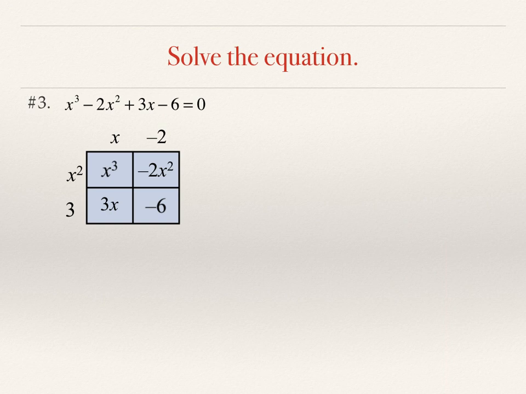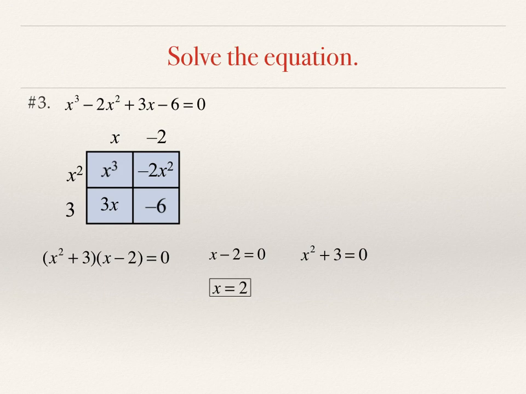At this point, we definitely want to double check that 3 times negative 2 is negative 6, and it is. So the given polynomial with 4 terms factors like this. We'll apply the zero product property. And from the first equation, we know x equals 2, so there is definitely one real solution. From the second equation, x squared equals negative 3, again, there will not be any real number that satisfies this.